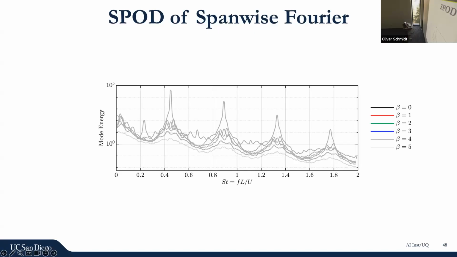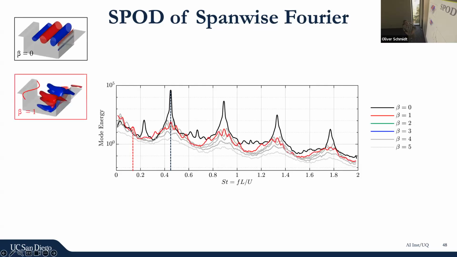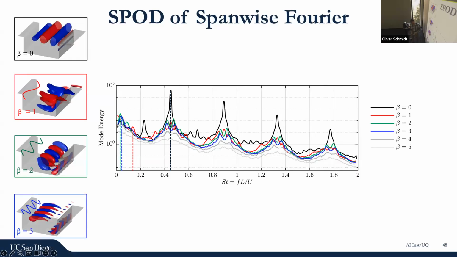Sometimes we call them beta, sometimes kz. These are the leading spectra. The first one is the zero wavenumber, so nothing changes in span. With this high peak here, that is the Rossiter peak, the fundamental instability wave. Then at the first wavenumber, we fit one wave in, and we get this spectrum with this peak. I'm going to use this color code for the rest of these examples. Now we fit two waves in there, and so on and so forth.